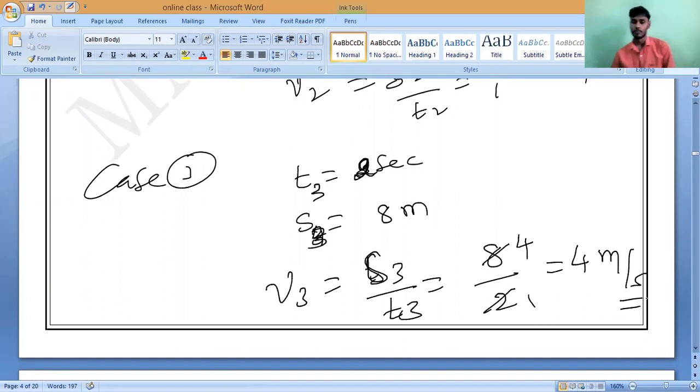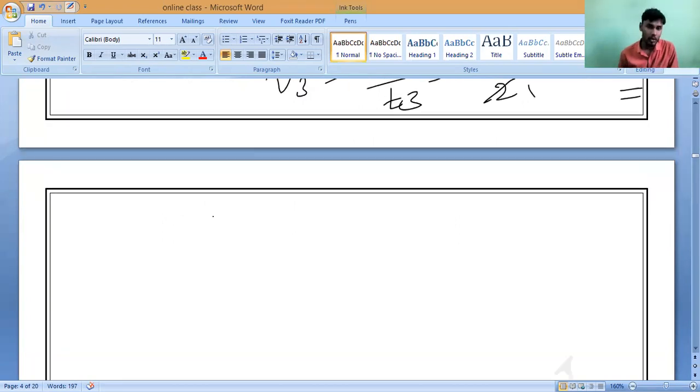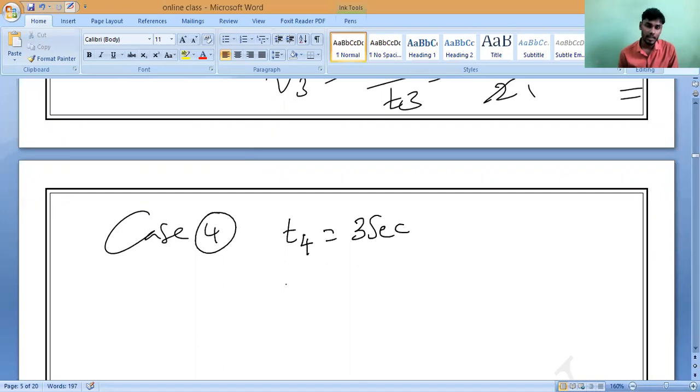Is it yes or no? 1 meter per second. Next, case 4. We don't need to do all the cases. Case 4, tell me. T4 is equal to 3 seconds. Next, S4 equals how much, Ra?